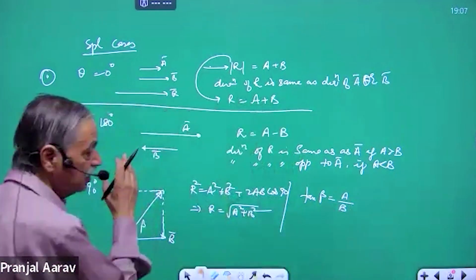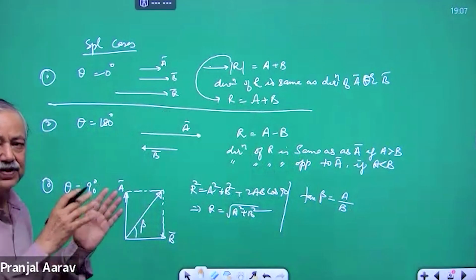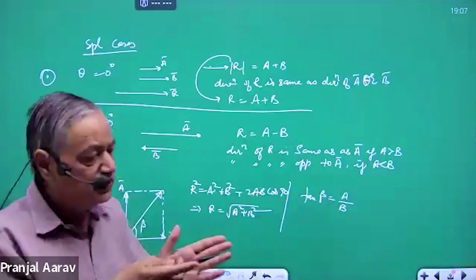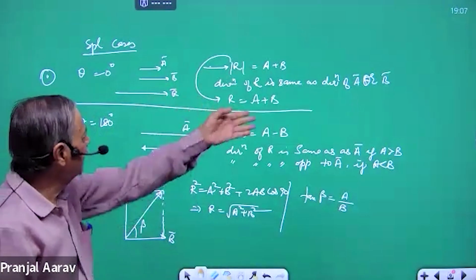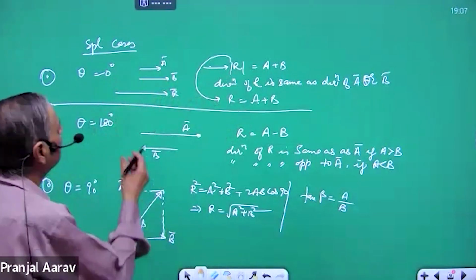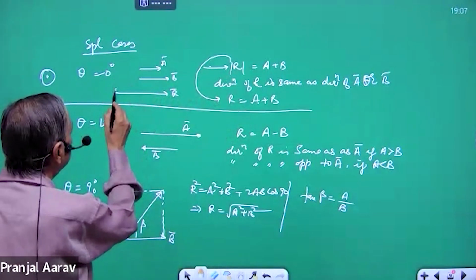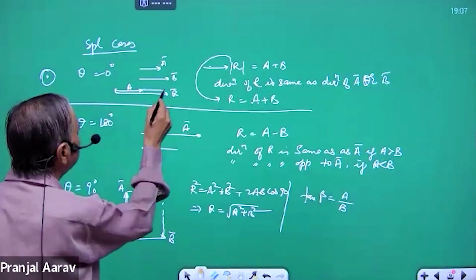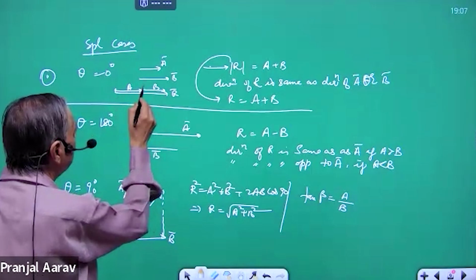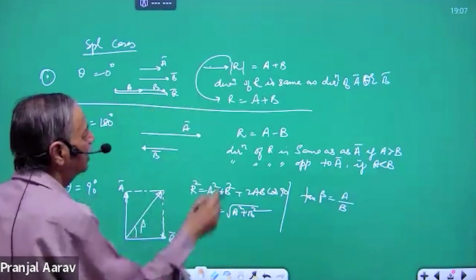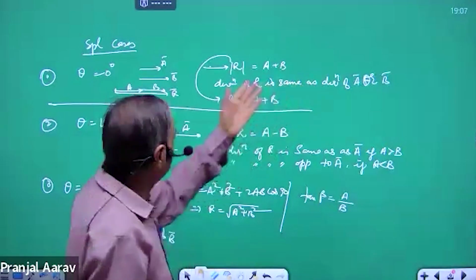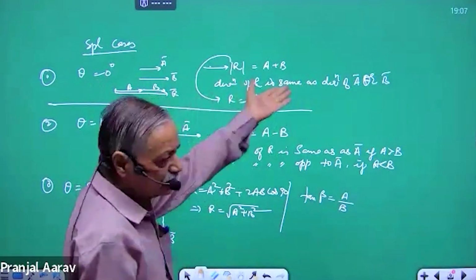These three special cases you will be facing always. First, two vectors are in same direction. You simply add them. This is A and this is B. So I will use this. You see, this is A and this is B. A is up to here, then B, and together it is R. So R magnitude is equal to A magnitude plus B magnitude, and direction you understand.